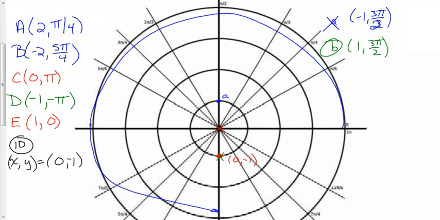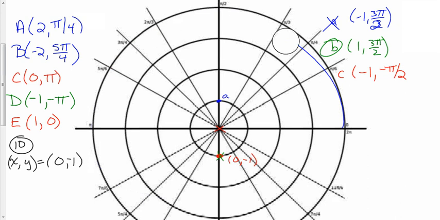Moving on to C. C is at -1, comma, -pi over 2. So let's figure out where -pi over 2 is. -pi over 2 is this way, towards pi over 2. So that's my angle, and I'm going to go -1, which means I'm going backwards, and I'm right on point A. So that is not the same as rectangular point 0, -1. Moving on to D.